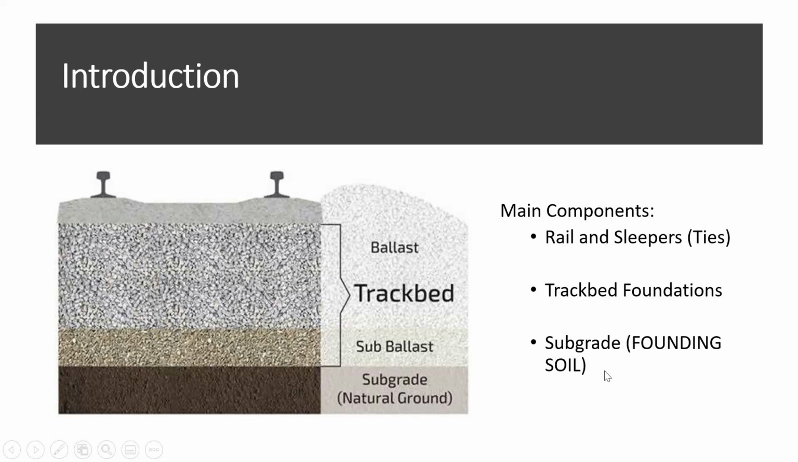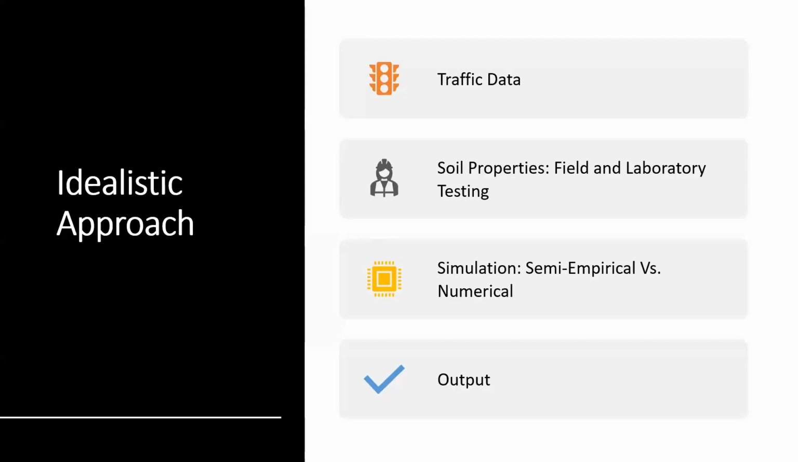One of the issues I always came across when I'm reviewing work by others is sometimes you focus a lot on designing the track bed, but people tend to overlook how these loads will transfer into the subgrade. So always remember that your subgrade is your founding soil. This is the soil that needs to be able to carry and sustain the load for the design period of your railway embankment.